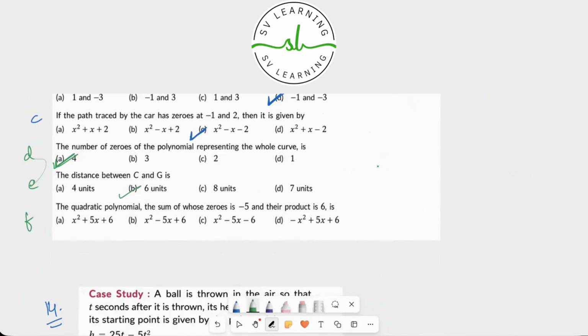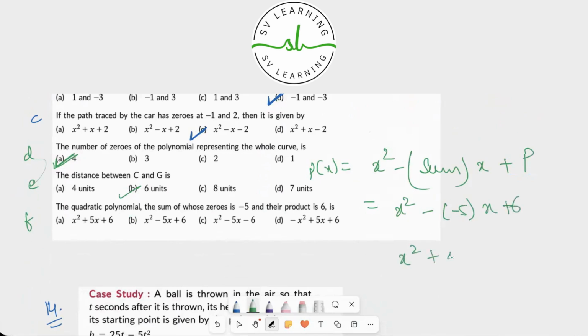So we know that if we know the sum and if we know the product, the polynomial can also be represented this way. So sum is already given as minus 5 and product is given as 6. So this becomes x square plus 5x plus 6. So this is part A.